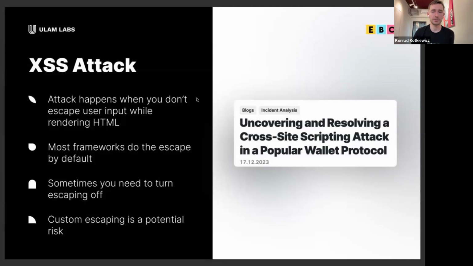It doesn't happen these days because we have modern frameworks like React, and those frameworks auto-escape all the variables. So there's nothing to worry about in most cases. But when we are doing something custom, like in this example here, WalletConnect, this was a bug in the WalletConnect protocol.